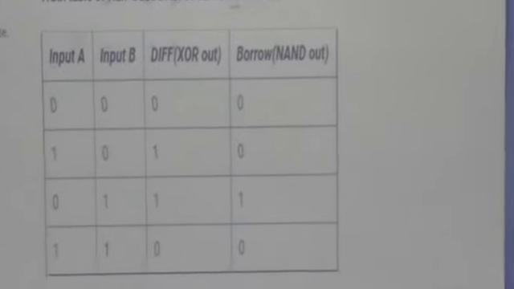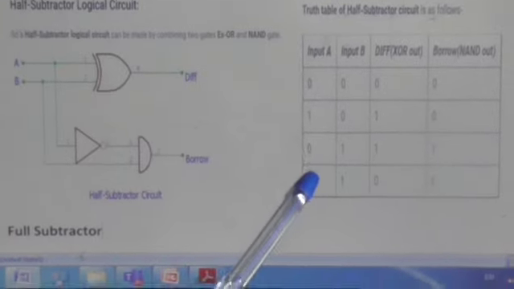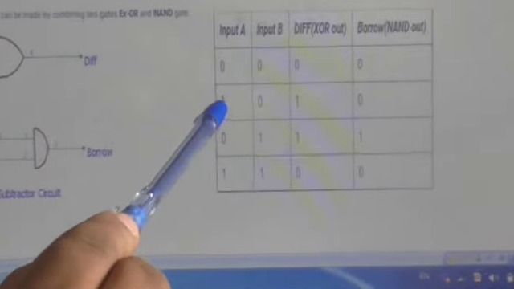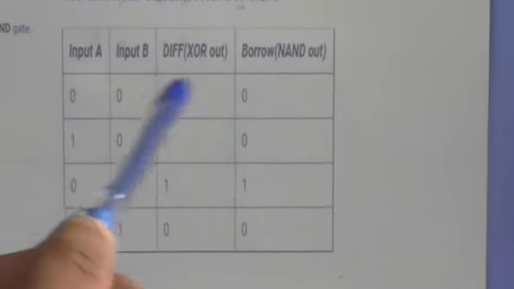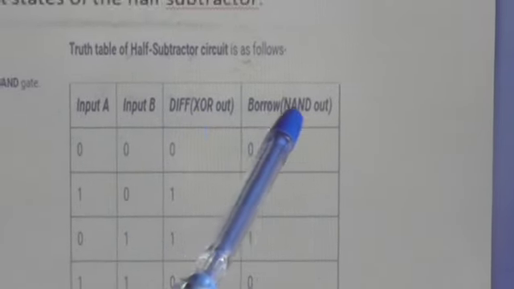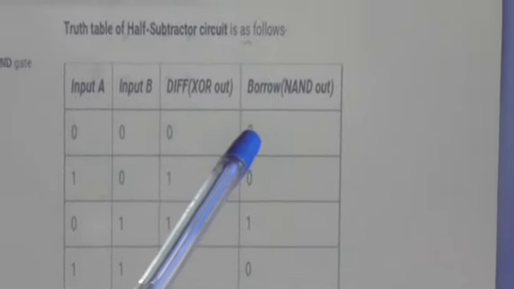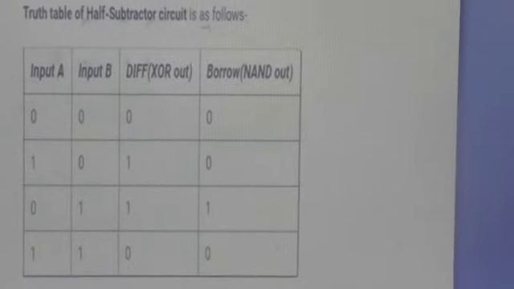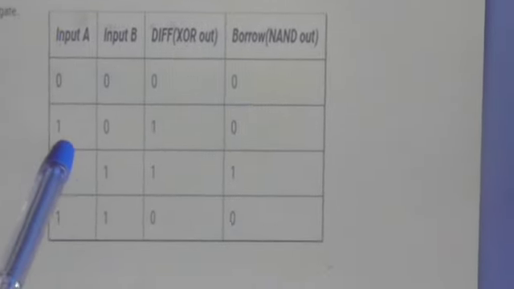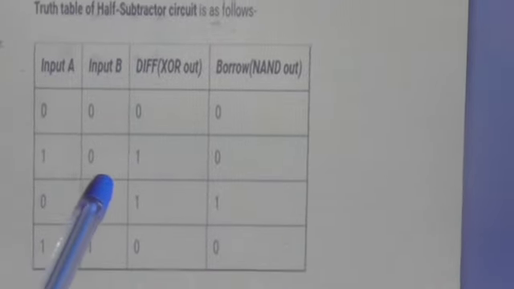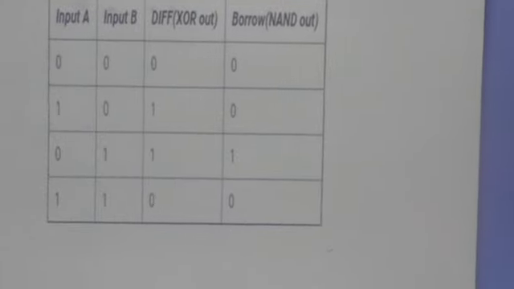Now, if the number is 2 bits, how many possible combinations are there? Four combinations: 0 0, 1 0, 0 1 and 1 1. And we get the output in terms of difference and borrow. If both inputs are 0 0, we get difference 0 and borrow 0, as per our subtraction rule. If the first input is 1 and the second input is 0, then we get difference 1 and borrow 0.